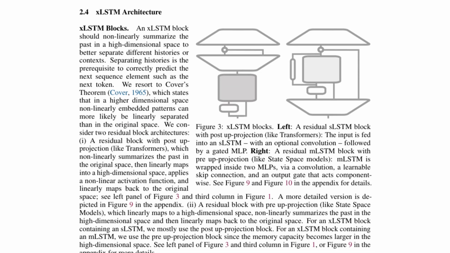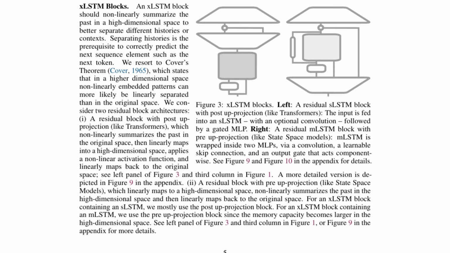2.4. xLSTM architecture. xLSTM blocks. An xLSTM block should non-linearly summarize the past in a high-dimensional space to better separate different histories or contexts. Separating histories is the prerequisite to correctly predict the next sequence element, such as the next token. We resort to Cover's theorem, which states that in a higher dimensional space, non-linearly embedded patterns can more likely be linearly separated than in the original space.